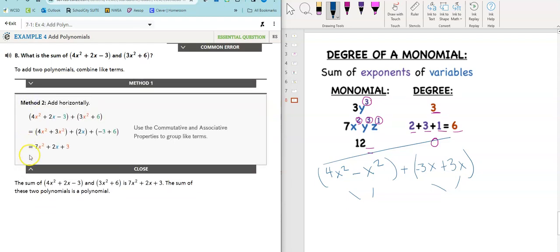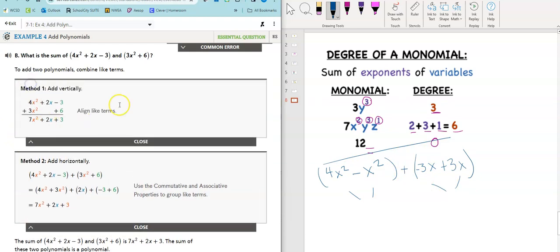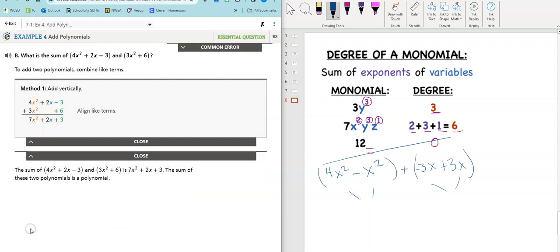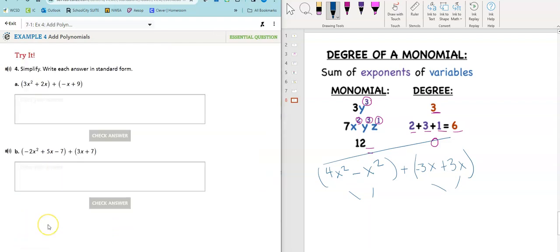Or method 2 is to add horizontally and to rearrange like we saw in the first video and what I did over here. I would say that this is probably my preferred method, although sometimes I prefer aligning vertically. It kind of depends on the expression and our main goal, but these are two different ways that you can do that. So whether you like aligning vertically or you like adding horizontally, go ahead and add these two sets of polynomials and write their answer in standard form.